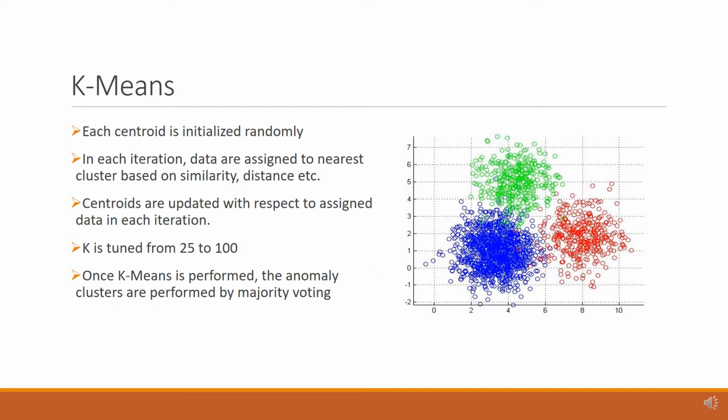So K-means clustering can cluster data into K clusters. Initially, each centroid is initialized randomly. In each iteration, data are assigned to nearest cluster based on distance, and centroids are updated with respect to assigned data in each iteration. So we have basically K clusters after K-means is performed, and each cluster will be marked either as anomaly or normal based on majority voting. So finally, K-means will help us to find the anomalies in this way.